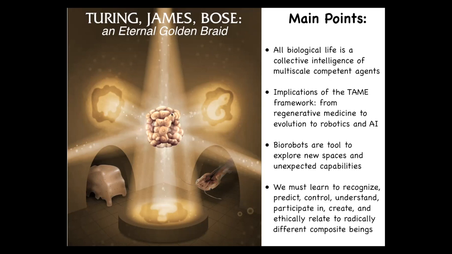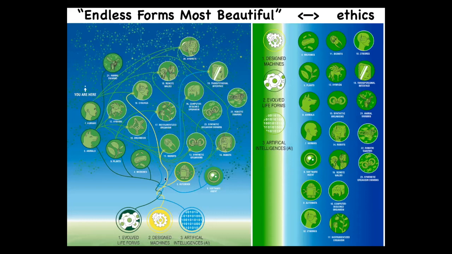So I'm going to end here just by summarizing the main points. I think that biological life is a set of overlapping collective intelligences of these multiscale agents. I've got this TAME, T-A-M-E, stands for technological approach to mind everywhere. This TAME framework has all kinds of implications for regenerative medicine and robotics and so on. And I think that these biological robots are a tool to explore new spaces that we really are not very good at predicting, and we really have to raise our game in terms of recognizing and relating to radically different composite beings, because biology is so interoperable.